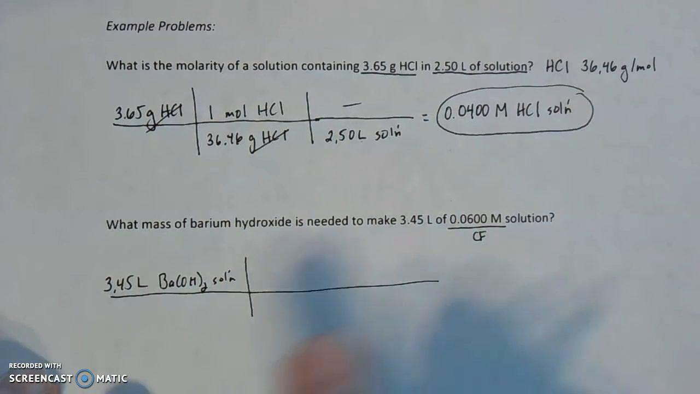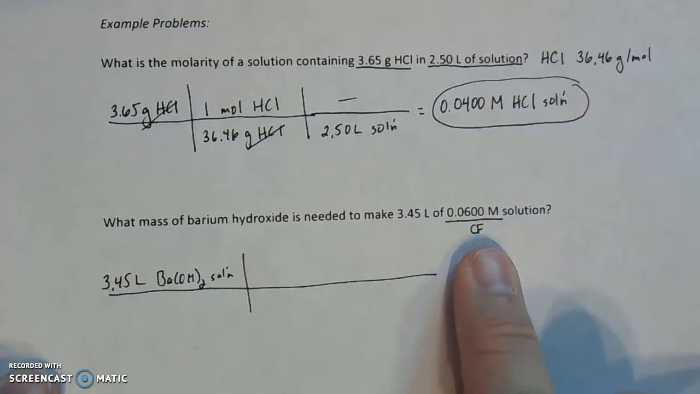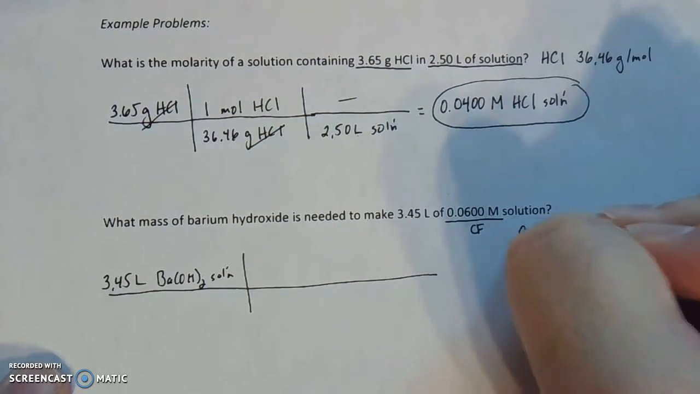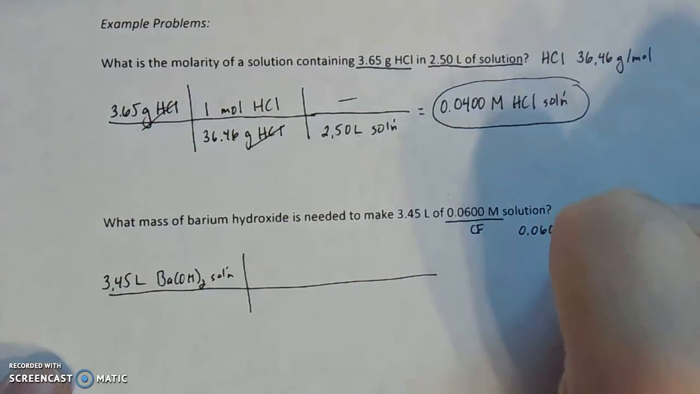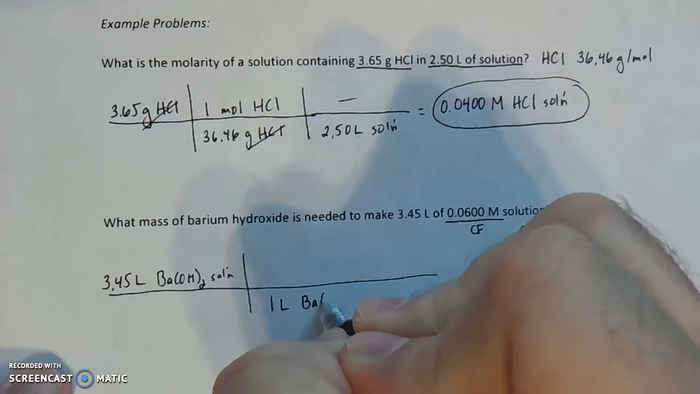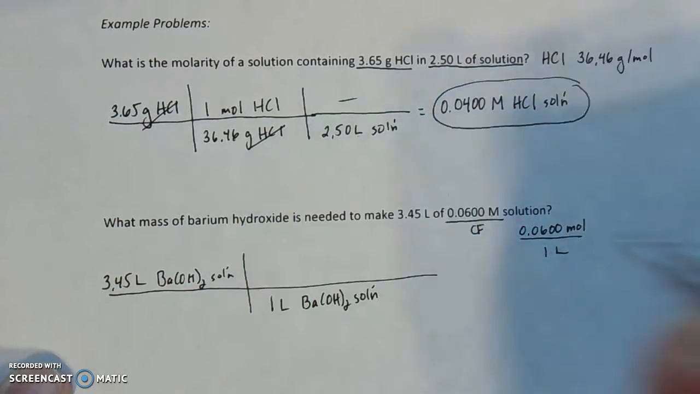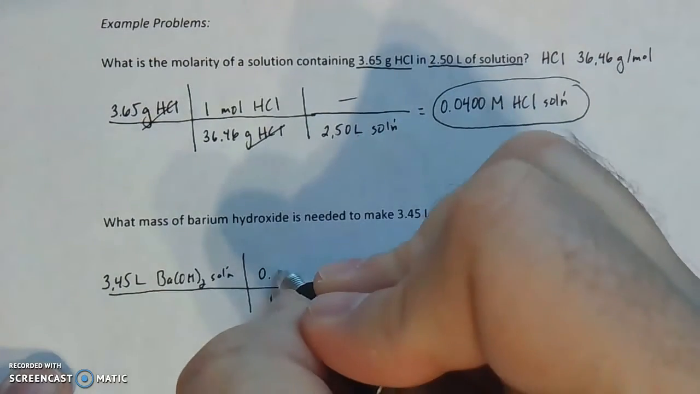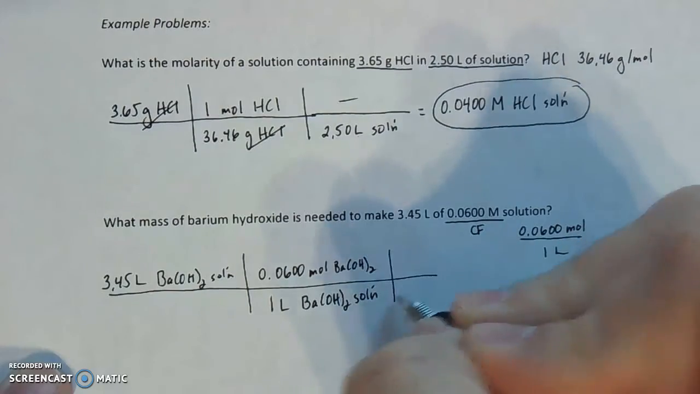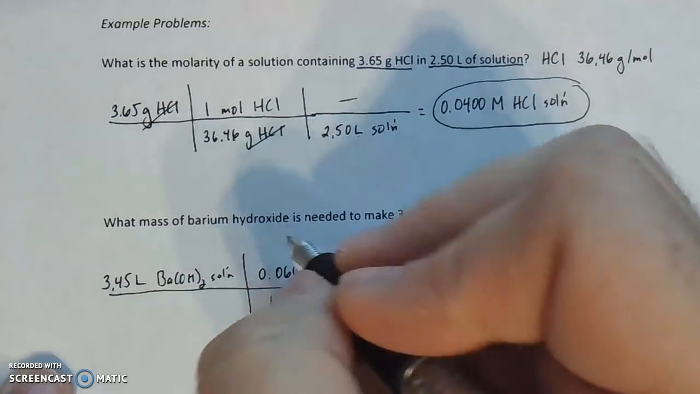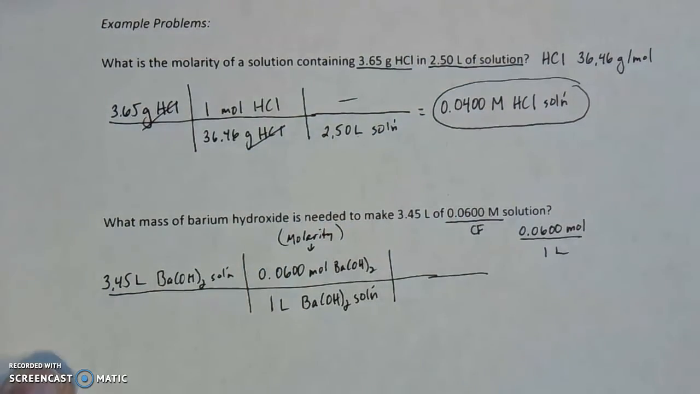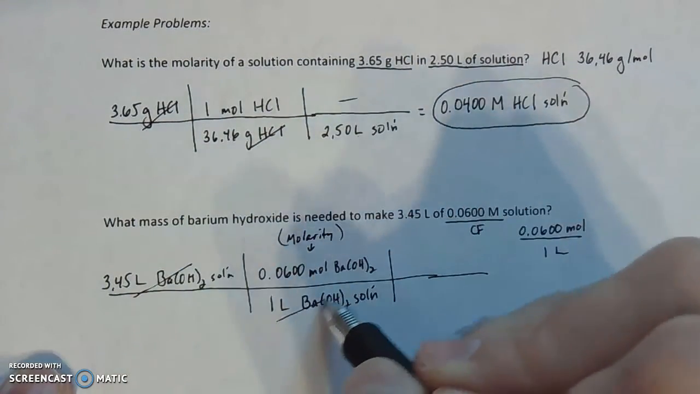Now we want to get rid of the liters, so we're going to use molarity. Remember, molarity is moles over liters. And this means that we have 0.0600 moles over 1 liter. So 1 liter of barium hydroxide solution goes in the bottom, and 0.0600 moles of barium hydroxide goes up on top. So this is our molarity right here. So that allows us to cross out our liters of solution.